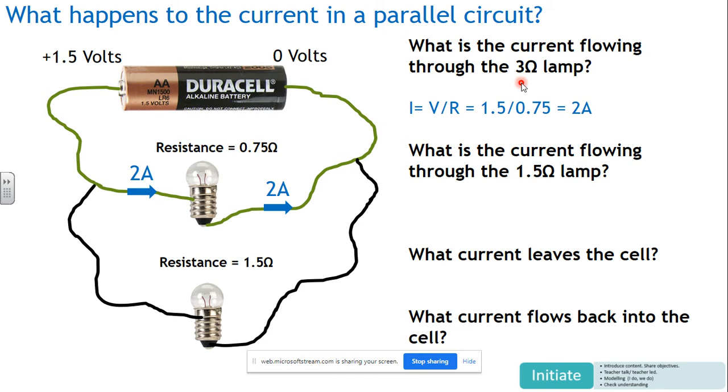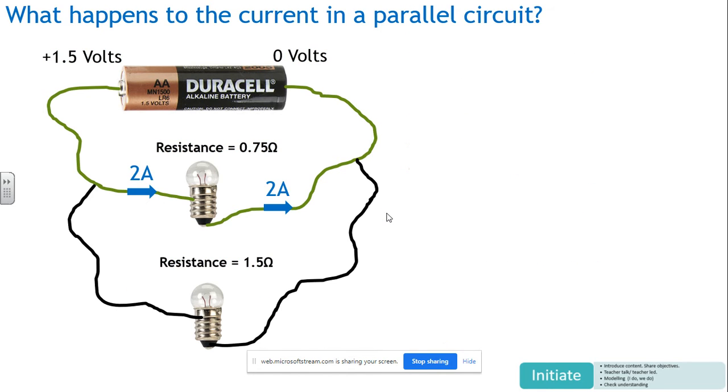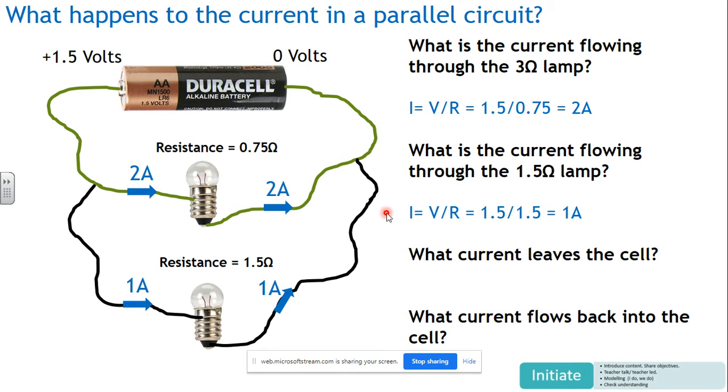Okay, so can we see what we've done there? We know the resistance, we know the voltage, we use I equals V over R, 1.5 volts divided by the resistance, and that tells us that 2 amps is flowing through this current. Okay, can we do the same for the next one? I bet you've already done it. There we go. Do the same for that one, and you can see I've added to the diagram there, we've got 1 amp flowing there.